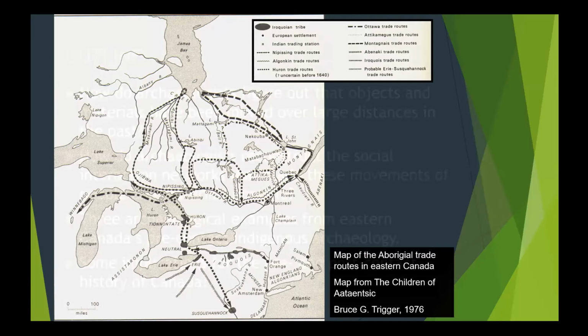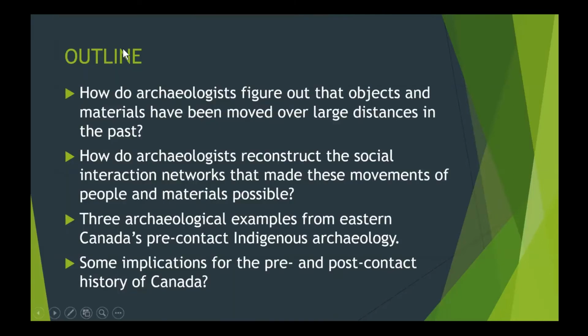So basically, my talk tonight will be divided into 4 parts. The first part is more the science part, the archaeometry part: how do archaeologists actually figure out that objects and materials have been moved over large distances in the past? How do we do that with precision and accuracy? The second part is how we reconstruct the social networks that made the movement of people and materials possible. That's the more anthropological part, if you want.